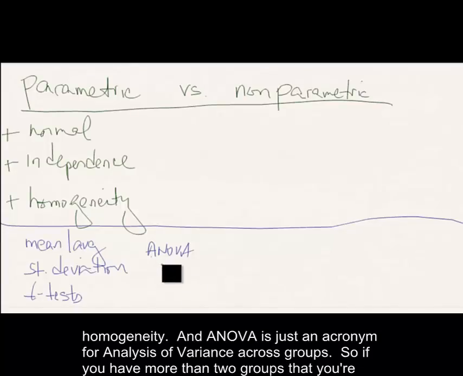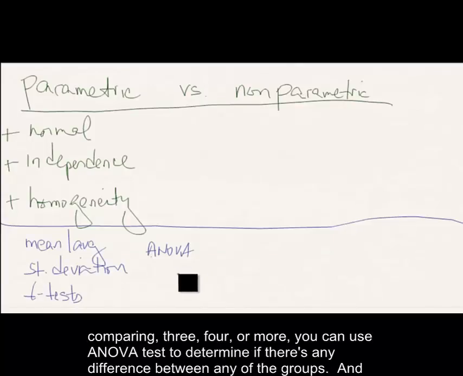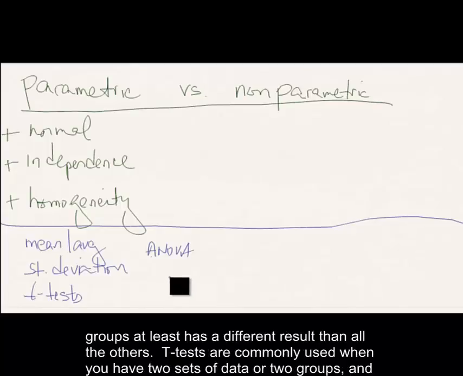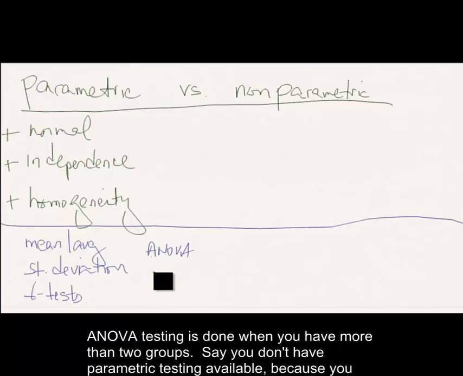And ANOVA is just an acronym for analysis of variance across groups. So if you have more than two groups that you're comparing, 3, 4, or more, you can use an ANOVA test to determine if there's any difference between any of the groups. An ANOVA test won't tell you which group is different from another group, but it will tell you that amongst all your groups, at least one of these groups has a different result than all the others. T-tests are commonly used when you have two sets of data or two groups, and ANOVA testing is done when you have more than two groups.